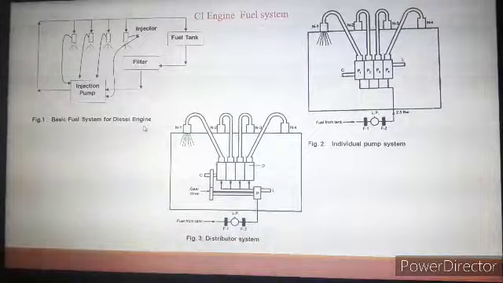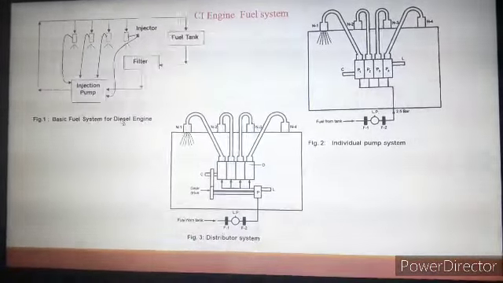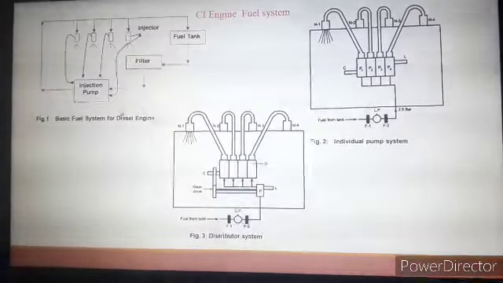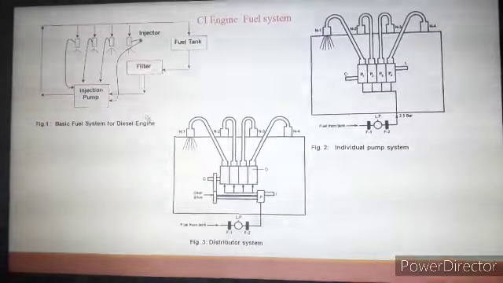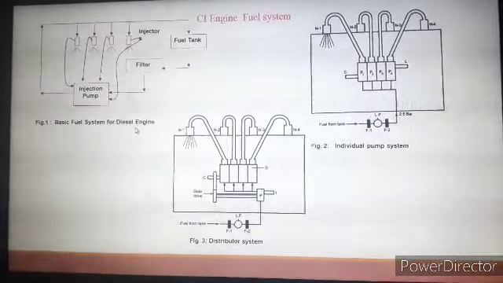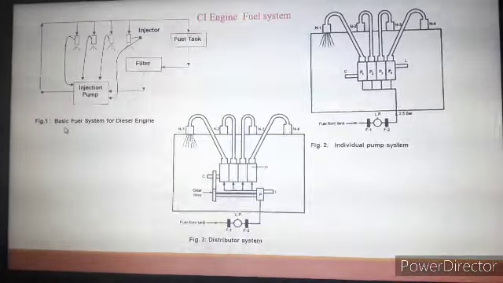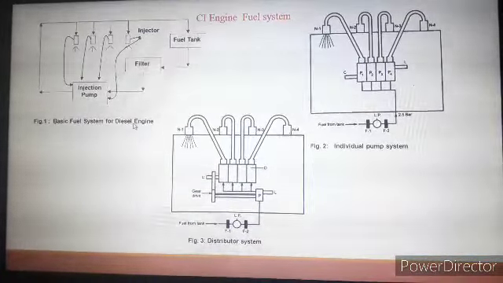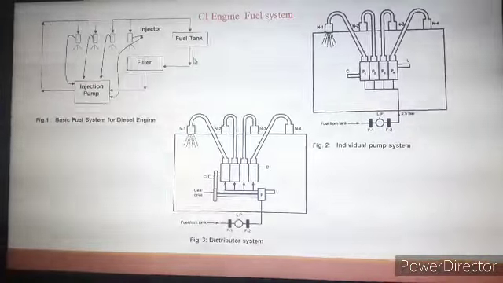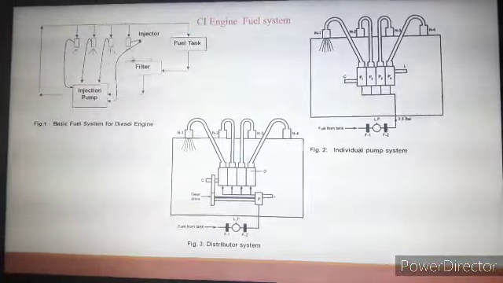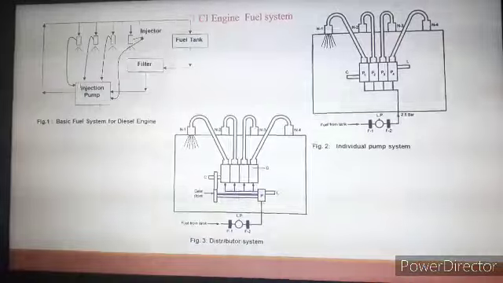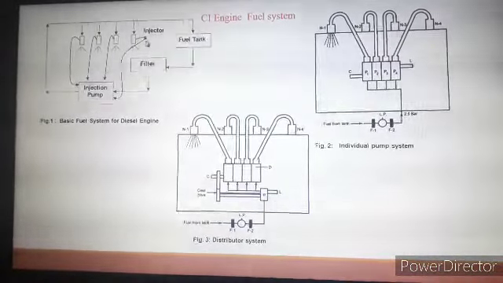Again, we know the PV diagram and TS diagram, or basic thermodynamic cycle, that is the diesel cycle, that is used for operation of diesel engine. So just that we have to recall to understand this working once again. So in basic fuel system for diesel engine, the main components are the fuel tank, then fuel filter, again the fuel injection pump, and the fuel injector.